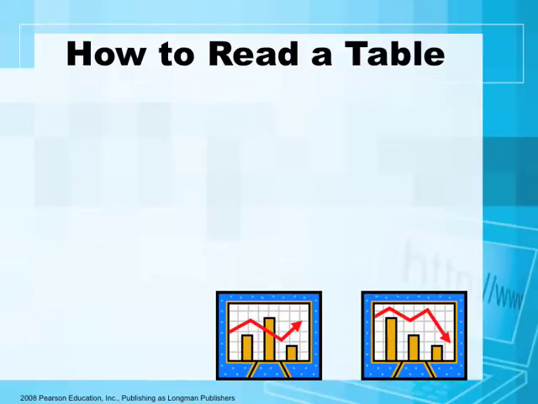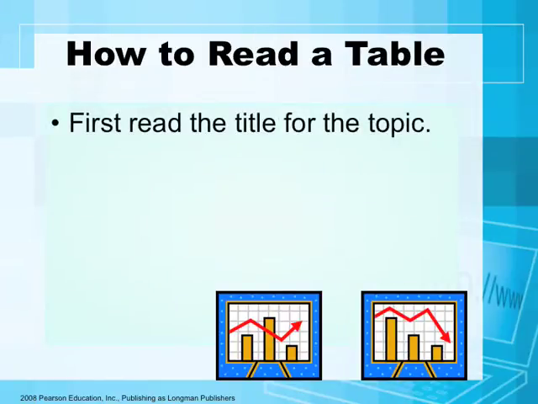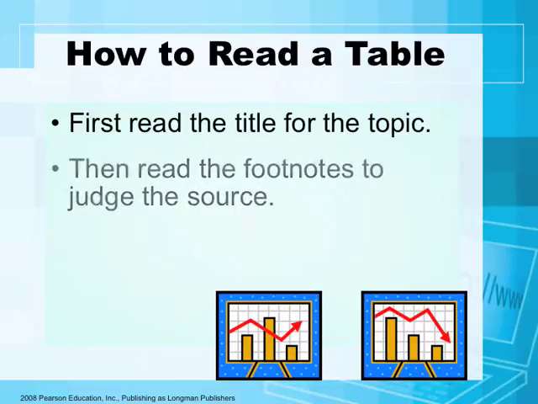How to read a table. A table can be a little bit confusing because it looks like a mass of numbers, information, or titles. So first thing is, read the title for the topic. Make sure you know what the table represents. Then read the footnotes to judge the source. Make sure at the bottom it tells you what exactly the table is meant to do or what it's representing.